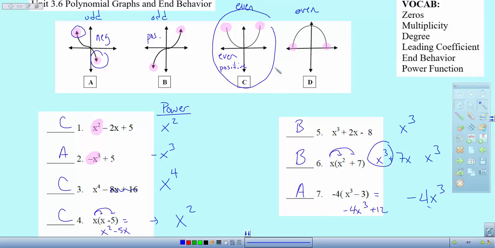So utilize this concept to realize, and I didn't put this in here, but this would be a negative leading coefficient, so it would be an even degree with a negative leading coefficient. Alright, so use that to help identify the end behavior and where those arrows are pointing for each of these different power functions.